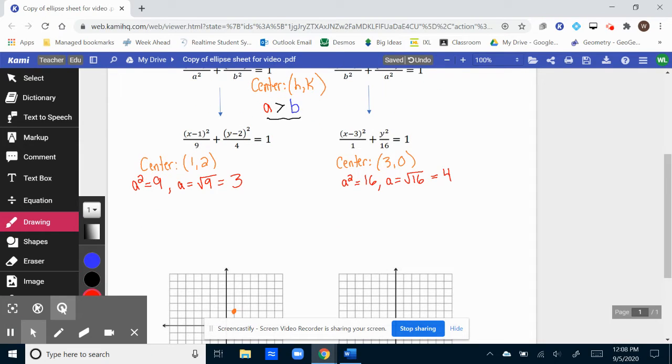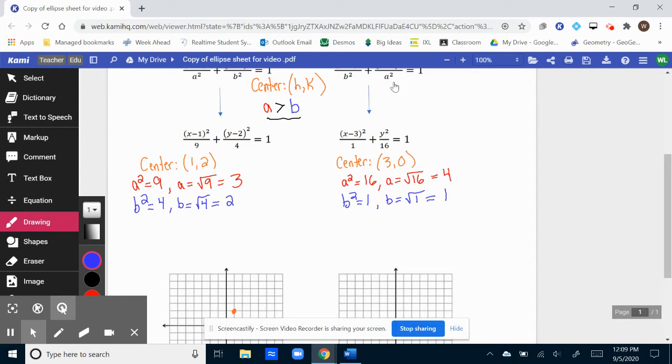On the left, the two denominators are 9 and 4. So your larger one obviously is 9, so that's what we're going to call a squared. If a squared is 9, and I want to know what is just regular a, I have to take the square root of 9 and I get 3. On the right, a squared, the larger one, is clearly 16. So I need to take the square root, and so a equals 4. We're going to need to know what a is and what b is, and you'll see why in a minute.